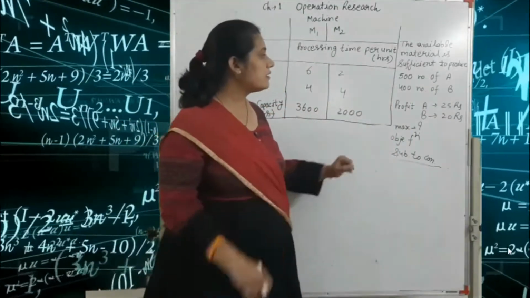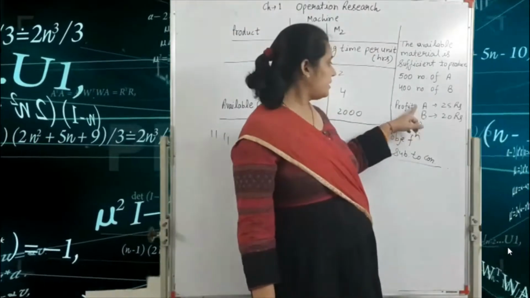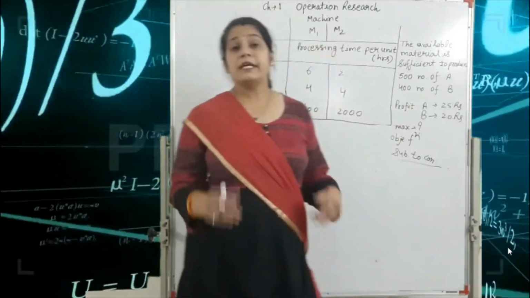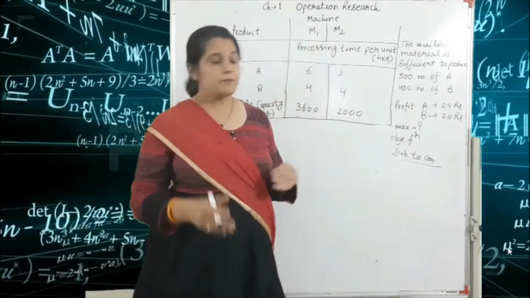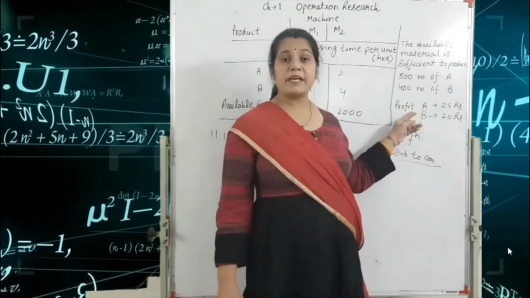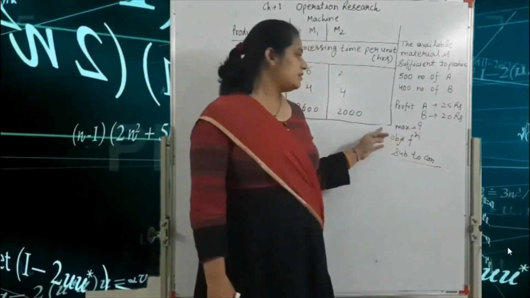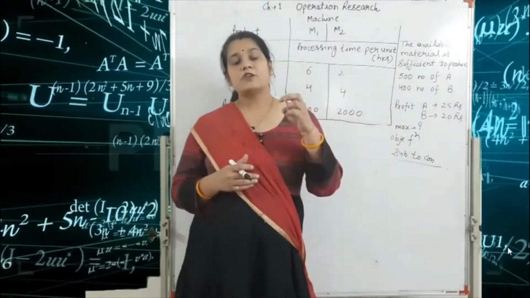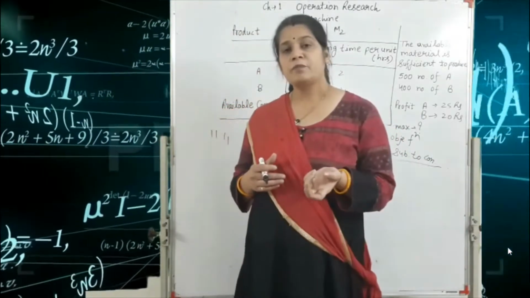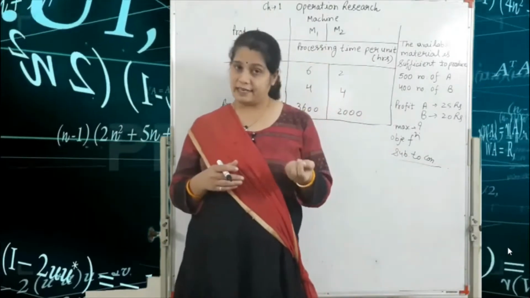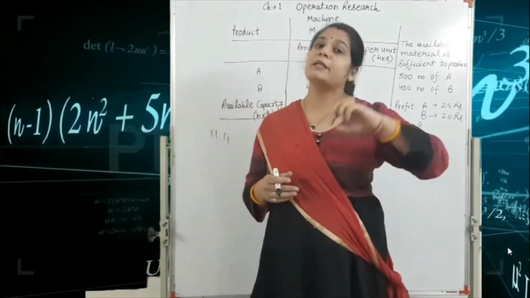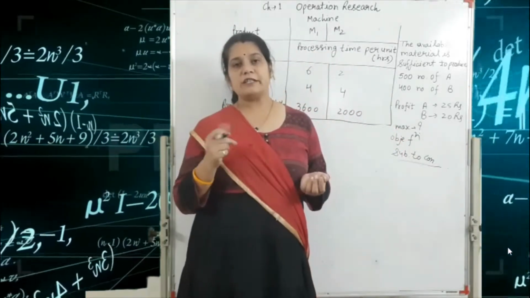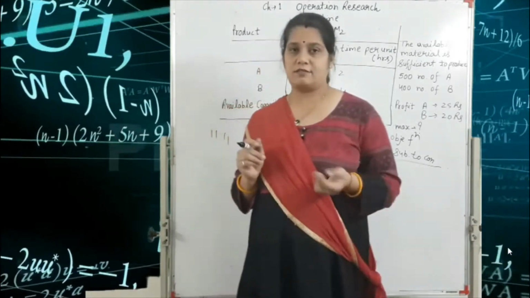Here the profit is given: product A is 25 rupees and product B is 20 rupees. If in our question the profit or loss is given, we write the objective function. If the question is given in profit form, we write maximize Z. If the question is given in minimization form, or the word loss is used, we write minimize Z.